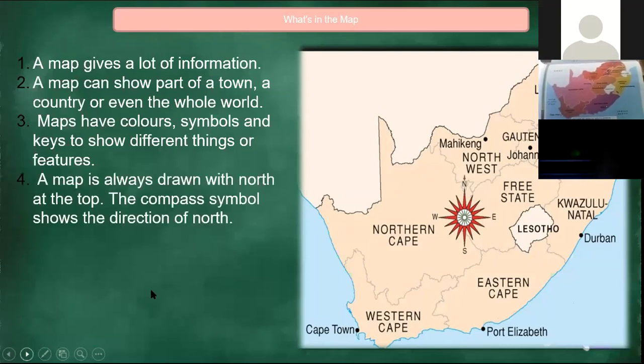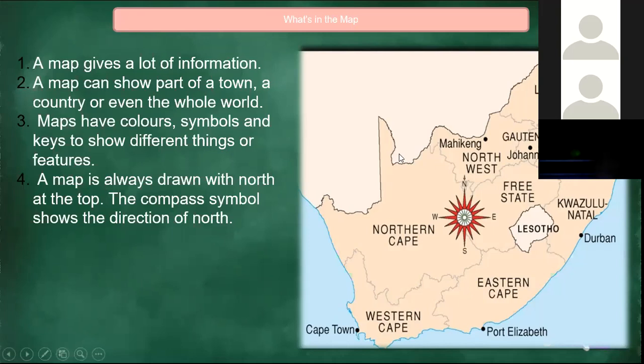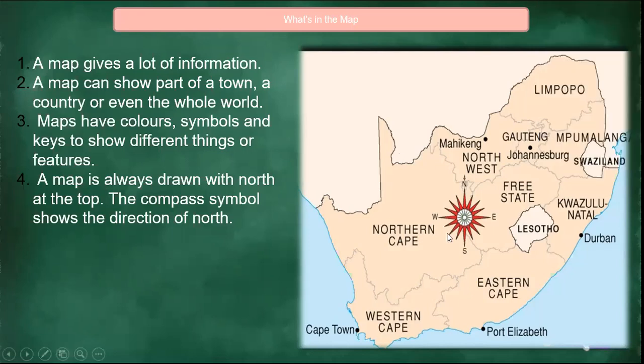And then a map is always drawn with north at the top, okay? The compass symbols show the direction of north. So the map on top here, it's always the northern side, okay? As you can see, this compass direction shows that.